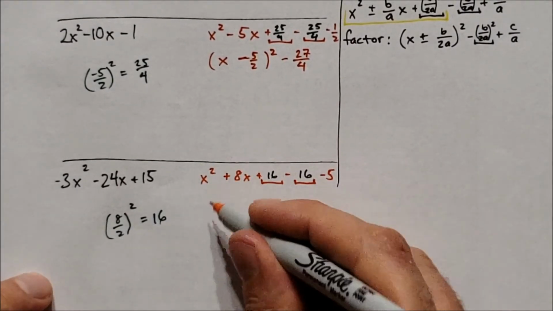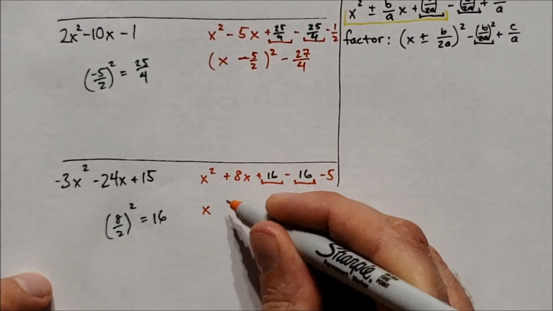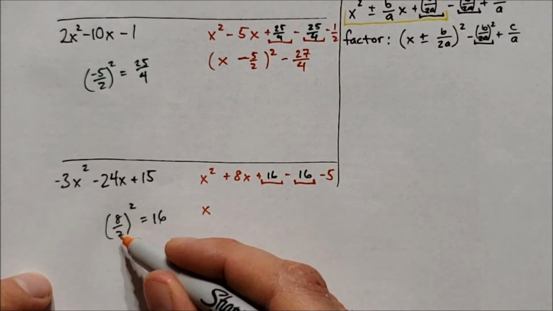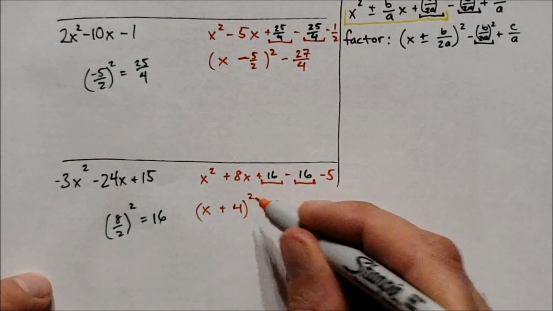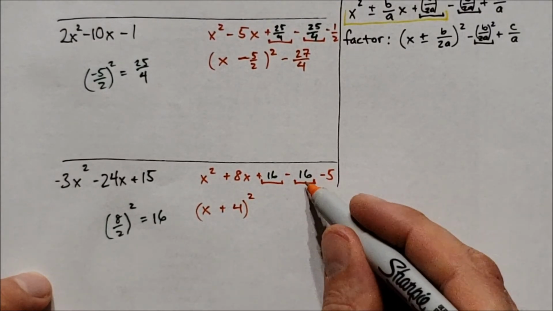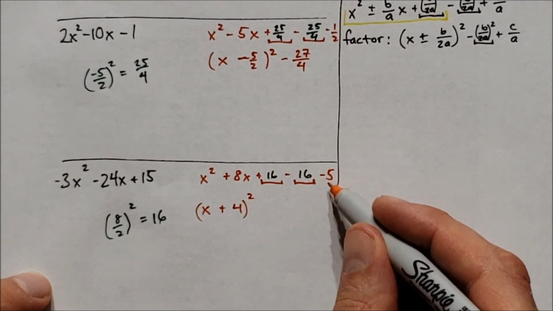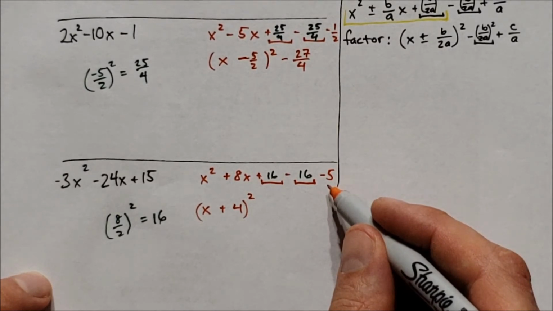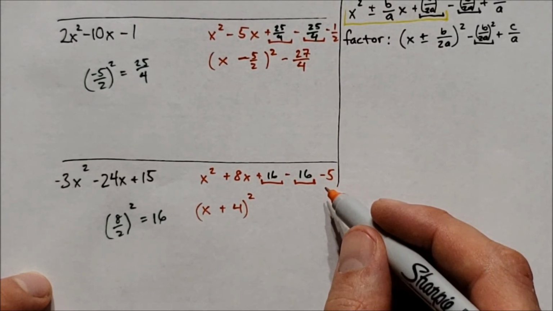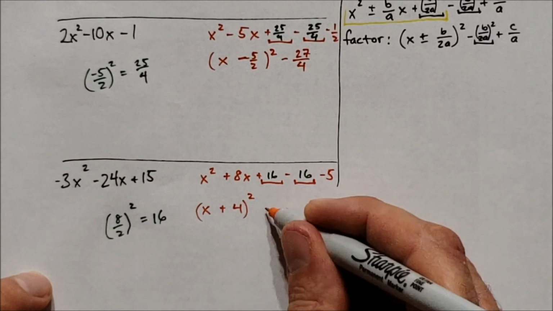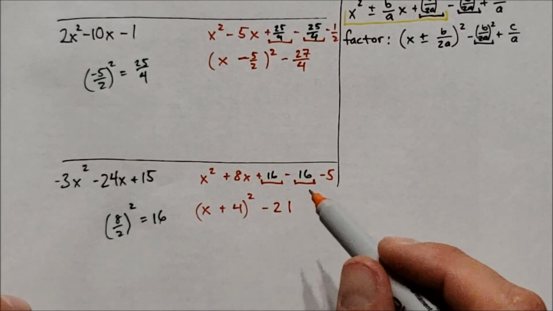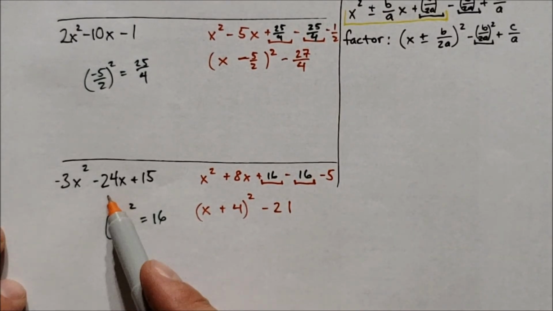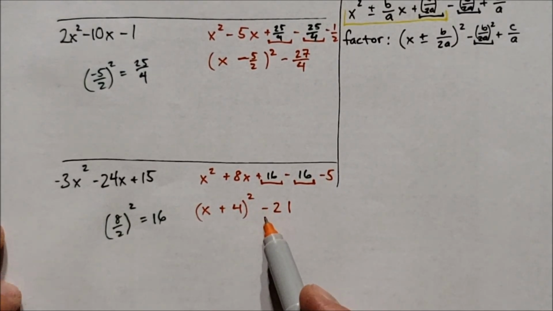Going right to completing the square, we have x, 8/2 is 4, so x plus 4, quantity squared. And then we have -16 and -5, which is -21. And we have successfully completed the square on each of these. This was our general form. Now we have a standard form.